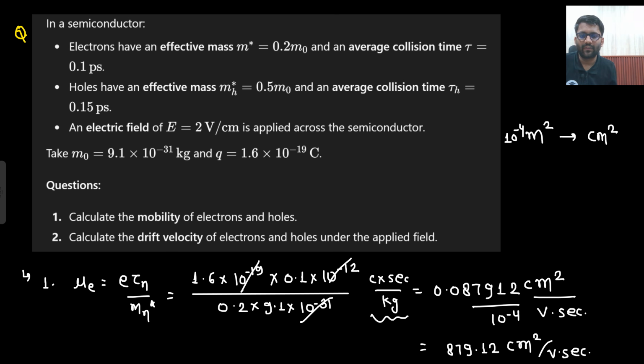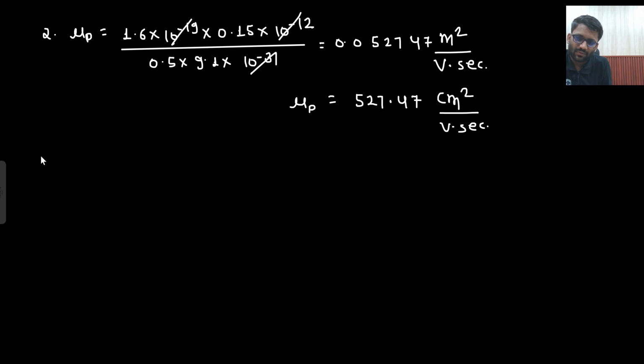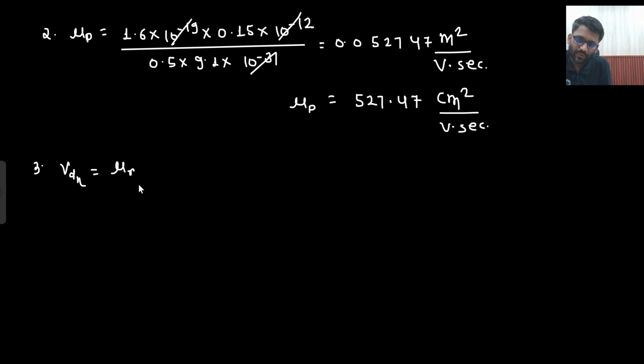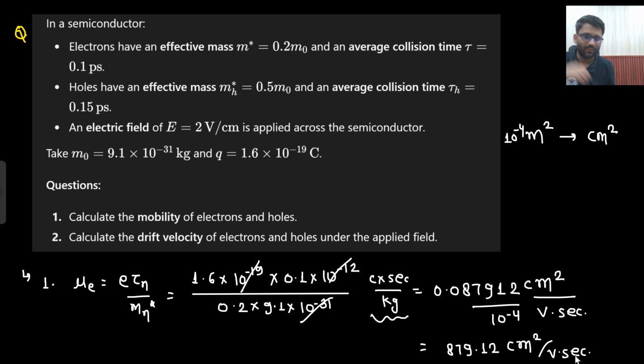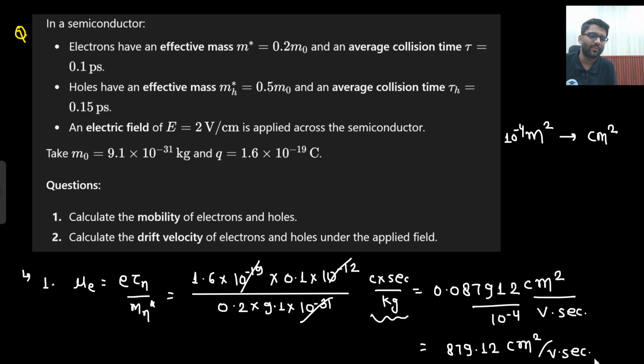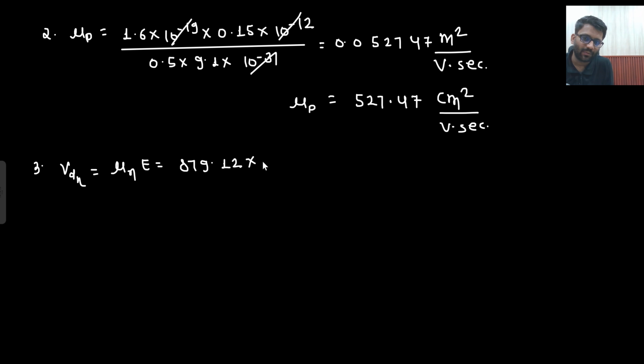What they are expecting next? Drift velocity of electron and holes. So third, drift velocity of electron. Let's write down VDN, drift velocity of electron, VDN. So mu n into E. So what is the answer you are getting? 879.12. So this is in centimeter square per volt into second, and E value is also given in centimeter, 2 volt per centimeter, right, into 2.